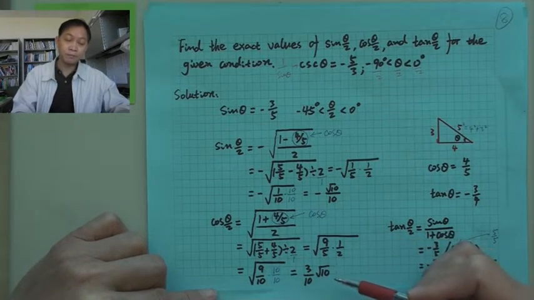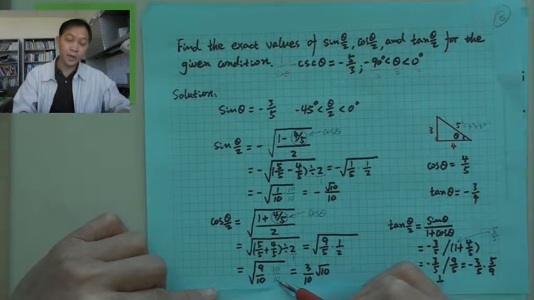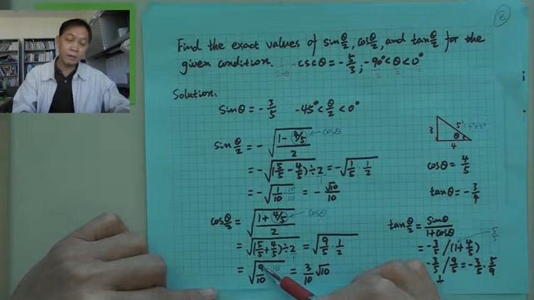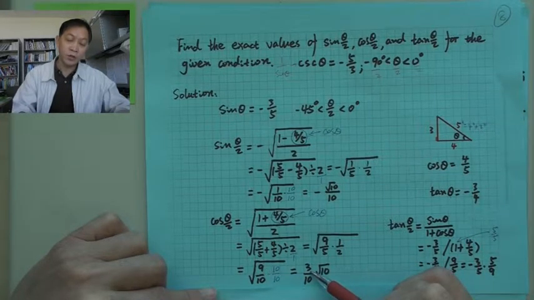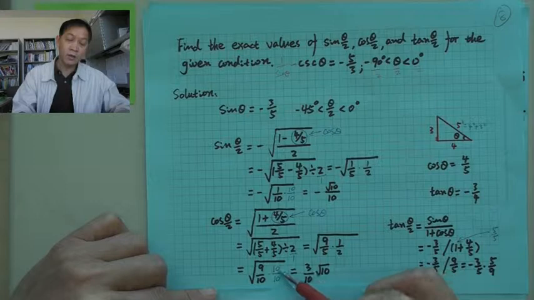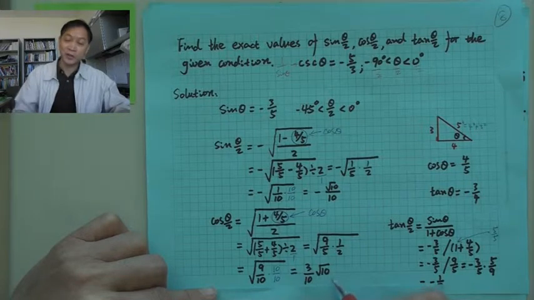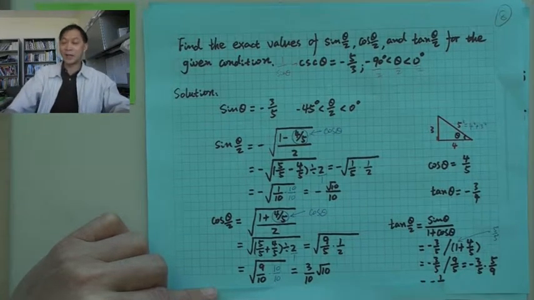Rationalize this one. 10 times 10 is 10 squared. Choose the radical sign; 10 gets out of the square root sign. 9 is 3 squared, so 3 comes out. The 10 couldn't make it, so radical 10 stays inside.